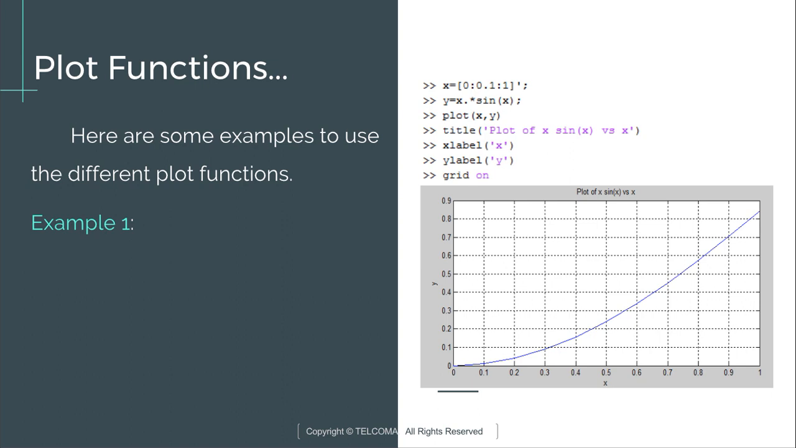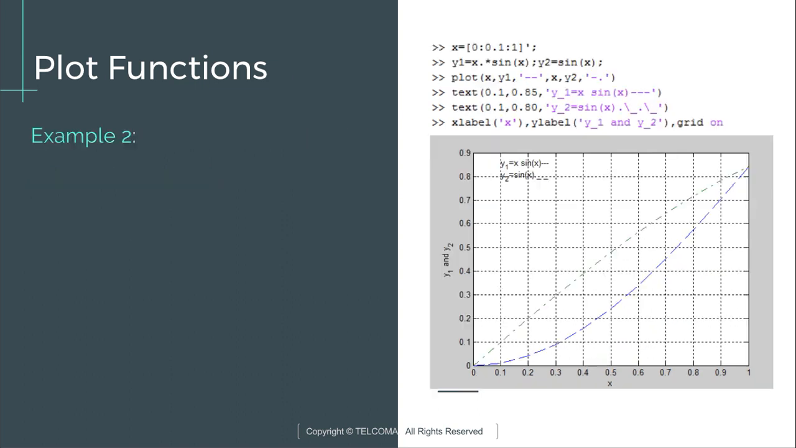So we can plot x comma y. We can give the title as plot of x sin x versus x. We can give the label to the x-axis as x and y-axis as y. We can use grid on. This will show you the medium-sized grids on the plot.